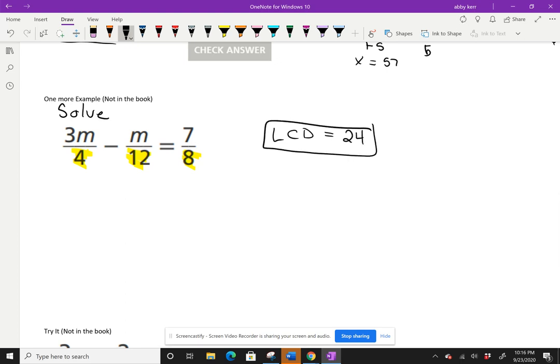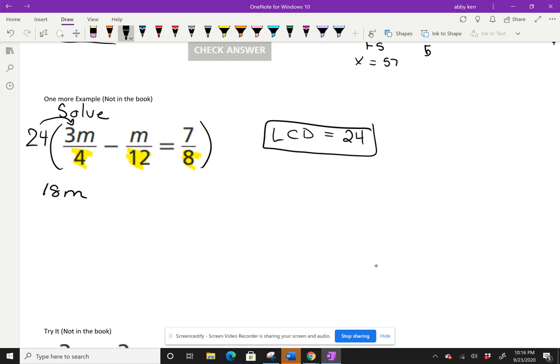That is our magic number. That is what we will multiply this whole equation by to get rid of the fractions. So if you distribute and you do 24 times 3 divided by 4, you're going to get 18m.